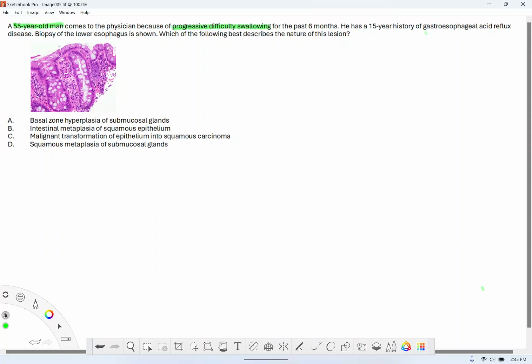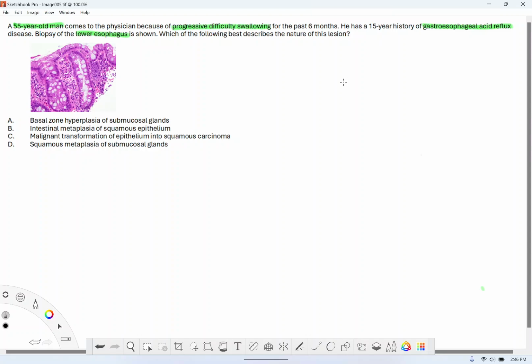He has a 15-year history of gastroesophageal reflux disease. A biopsy of the lower esophagus is shown. Which of the following best describes the nature of this lesion? The reason I highlighted lower esophagus is because I know upper esophagus is mostly made of skeletal muscle. Lower esophagus is primarily made of smooth muscle. Upper esophagus is squamous epithelium, and the lower esophagus epithelium can slightly transition, so it just helps me to know what I'm talking about.